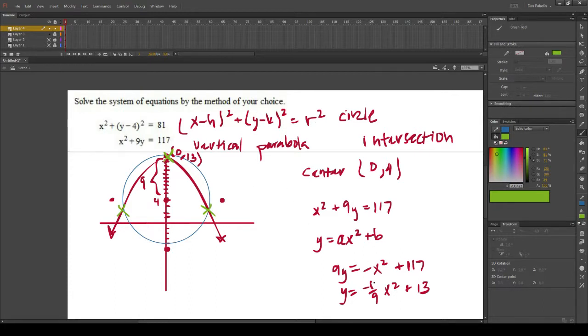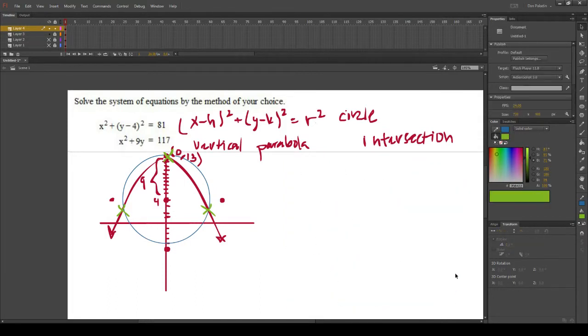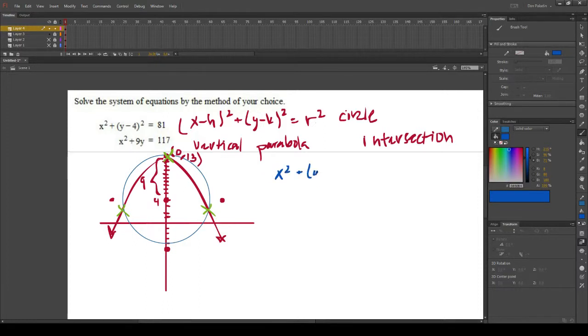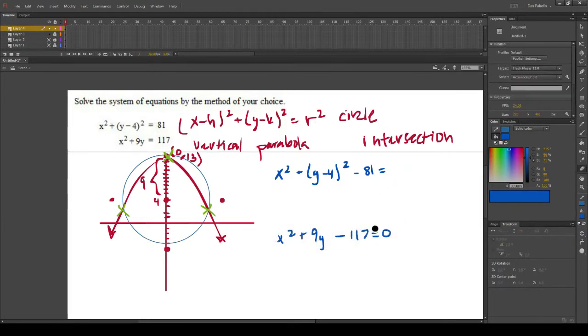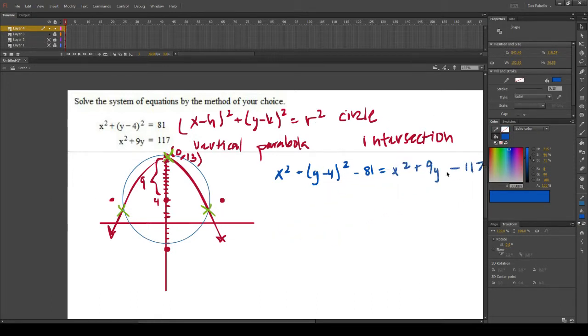Yeah. So, let's back up. What I'm going to do is set these two equal to each other. And the way that we can do that is by setting both equations equal to 0, and if they're both equal to 0, then I can set them equal to each other, and then we're going to solve for all the different points. Okay, so let's go back to the red, or we could try blue. Blue's a nice color. Okay, x squared plus (y minus 4) squared minus 81, because we're trying to make it equal to 0, is equal to 0. And then I'll put this other one down here for now: x squared plus 9y minus 117 is equal to 0. So I'm going to set them both equal to each other. Since they're both equal to 0, I can just set them equal to each other.